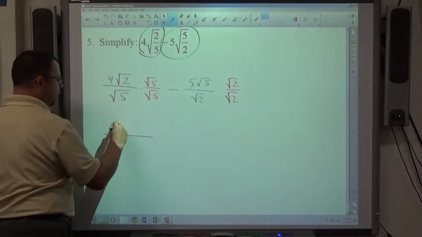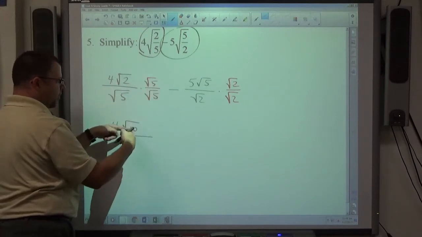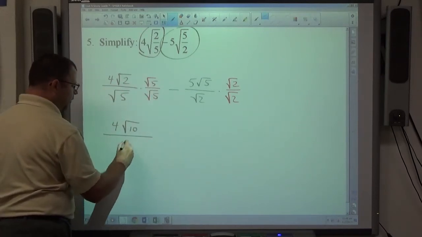This ends up getting me 4 times the square root of 10 on top. This is outside the radical, these are inside, they multiply inside a radical. Square root of 5 times itself is 5.